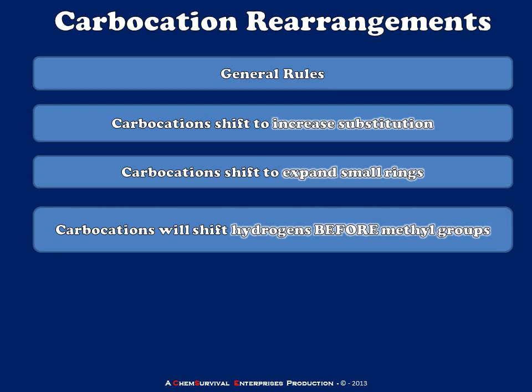The other instance in which these kinds of rearrangements occur is to expand small rings, like cyclopropyl and cyclobutyl rings. And another rule to keep in mind here is that the energy required for a hydride shift is less than that required for a methyl or alkyl shift. So hydride shifts will occur before an alkyl shift. If there's a possibility for both, we always go with hydrogen.